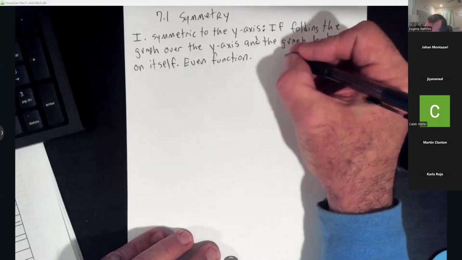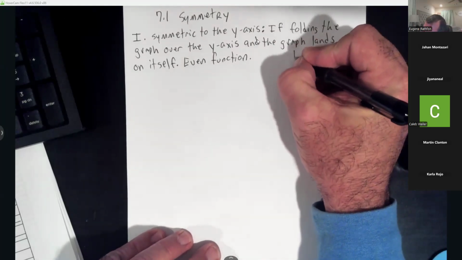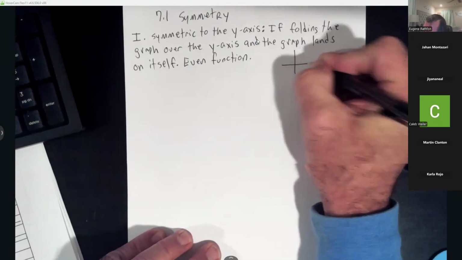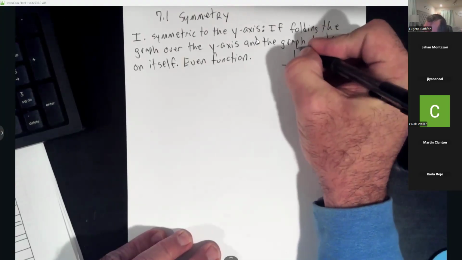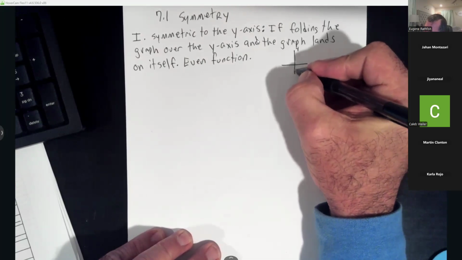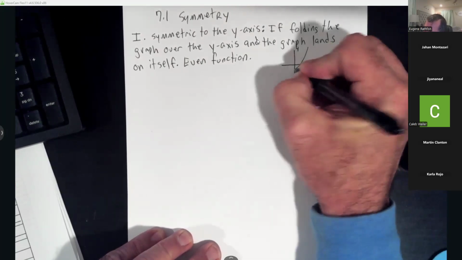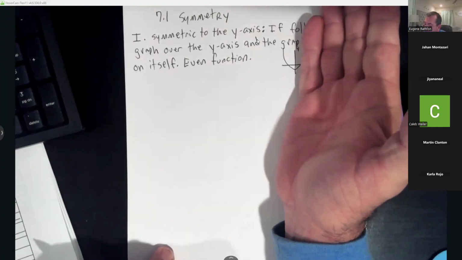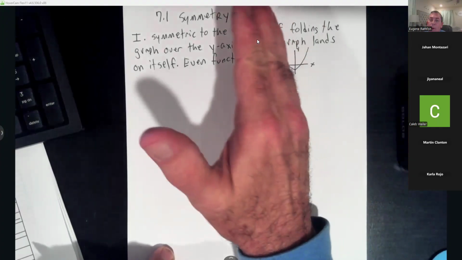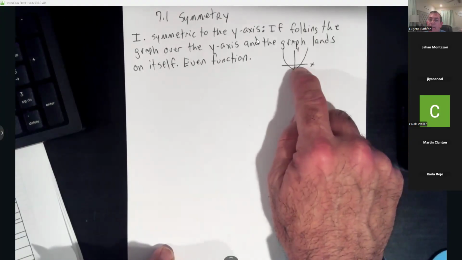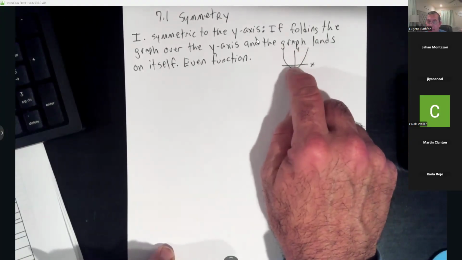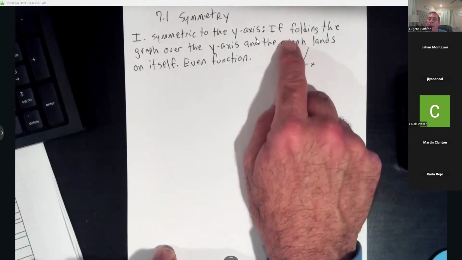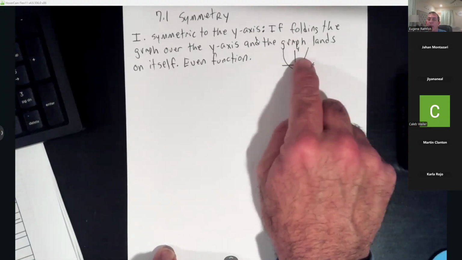Let's look at one that would do that. The parabolas that we've been playing with: on this parabola, if I was to take it and fold it across that y-axis, this right side would land on the left side. So that's what we're talking about. That y-axis is sort of cutting it in half.